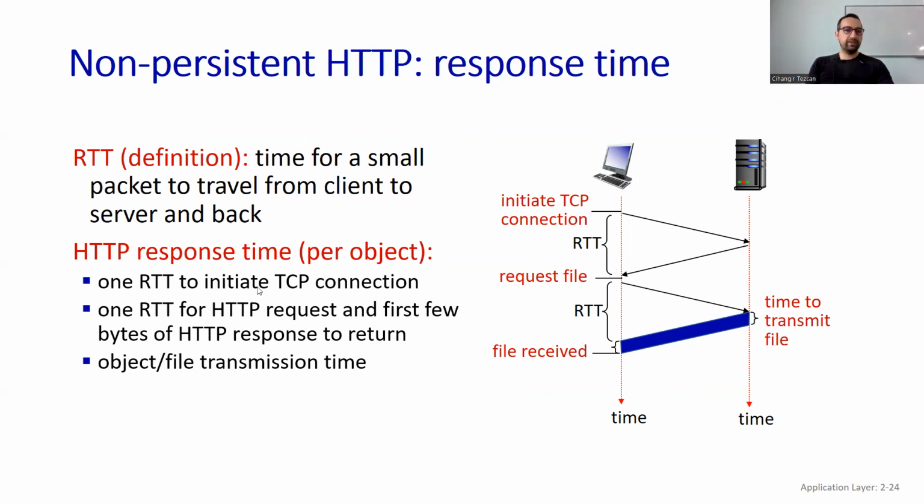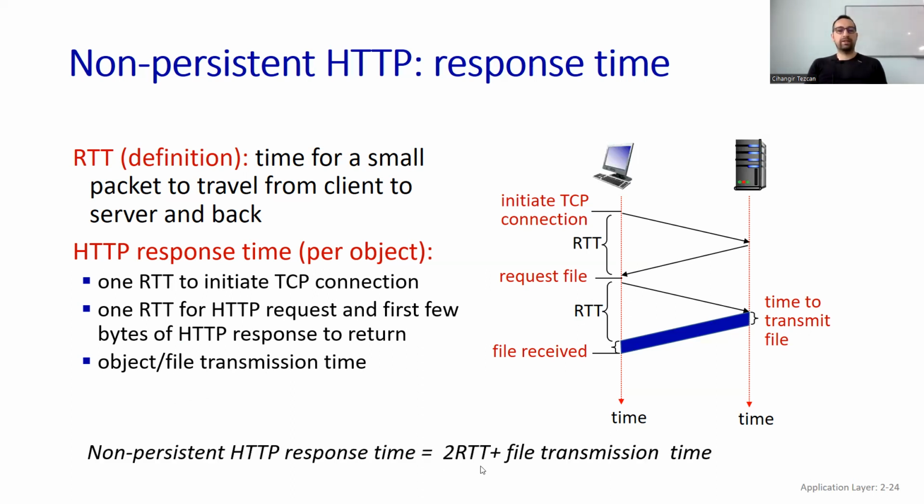So HTTP response time per object is 1 RTT to initiate the TCP connection, 1 RTT for the HTTP request and the first few bytes of the HTTP response to return, then the object file transmission time. So it is 2 RTTs plus file transmission time.